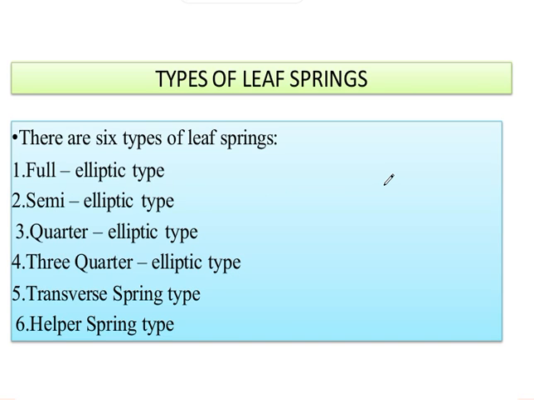What are the basic types of leaf springs? There are 6 types of leaf springs: full elliptic type, semi elliptic type, quarter elliptic type, 3/4 elliptic type, transverse spring type and helper spring type. Let's discuss one by one.